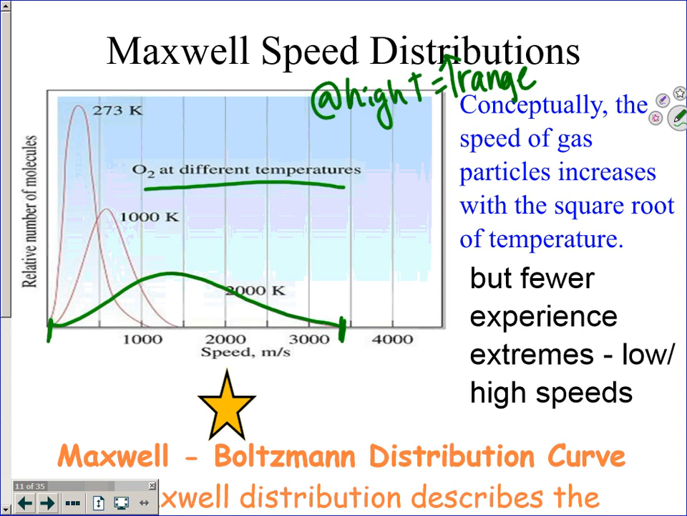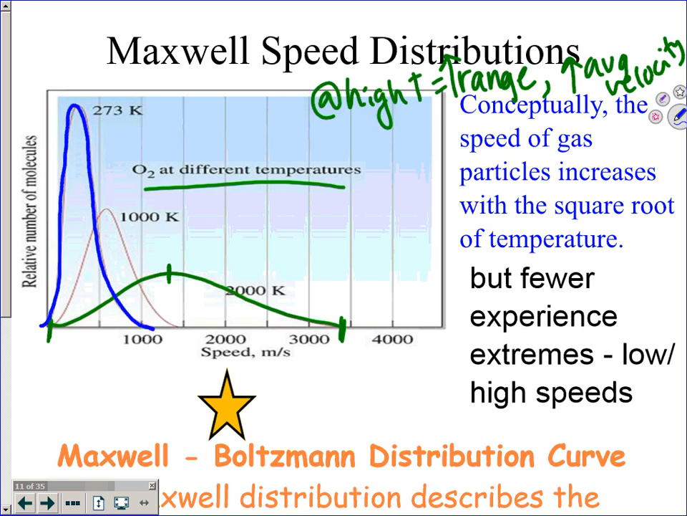And what can you tell me about their average speed? Also higher. So the average is kind of right at the peak, right? So they have not only a wider range, but they also have a higher average velocity. Okay? So what do you notice? Give me the same story, but for the 273 Kelvin. Okay, so smaller range. Look how little this one is. Way down here. Okay, so here's the range. So it has a lower range and a lower average.